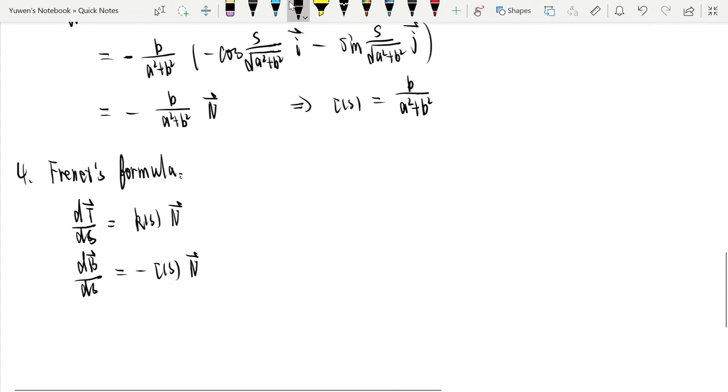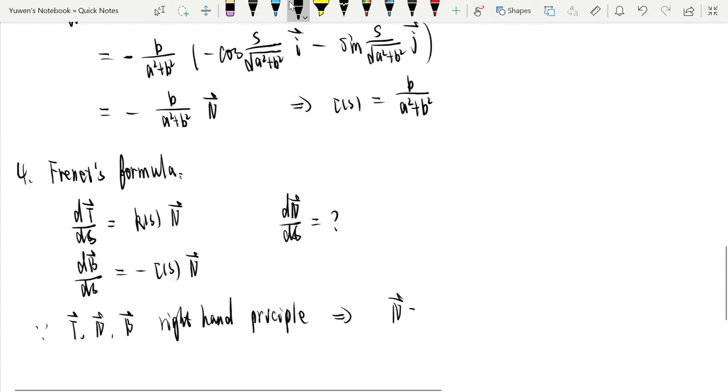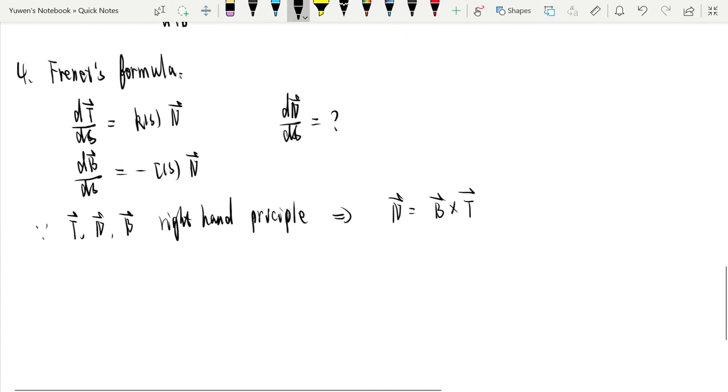And then what is dN/ds? What is dN/ds? Because T, N, B, that is the right hand principle. So we find that N equals B cross T. The right hand principle: the first one cross the second one becomes the third one, and the second one cross the third one becomes the first one, and the third one cross the first one is the second one.